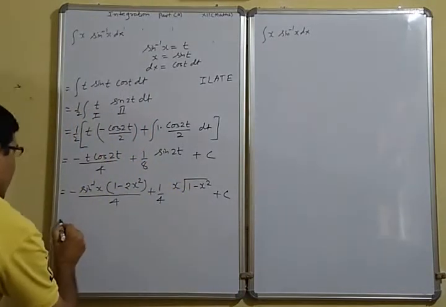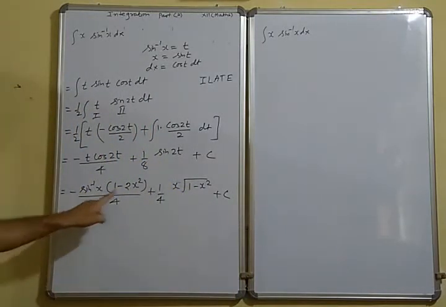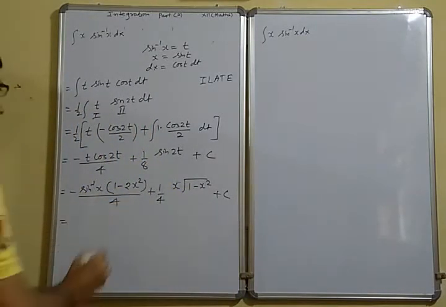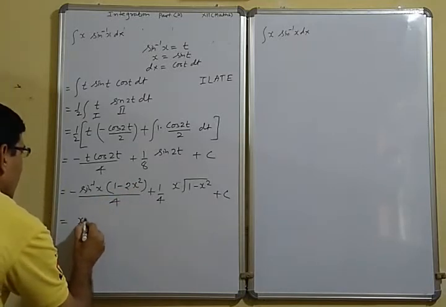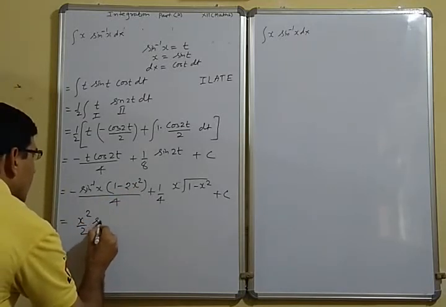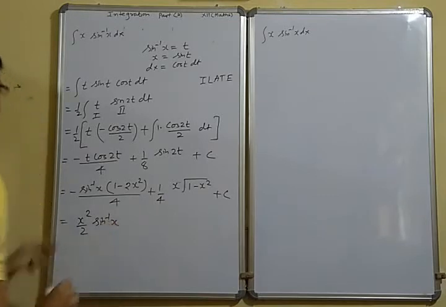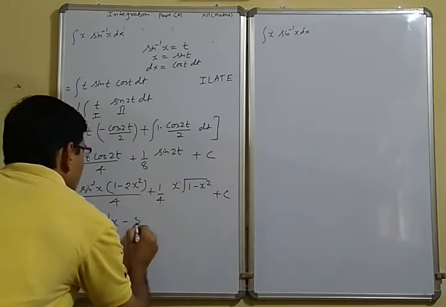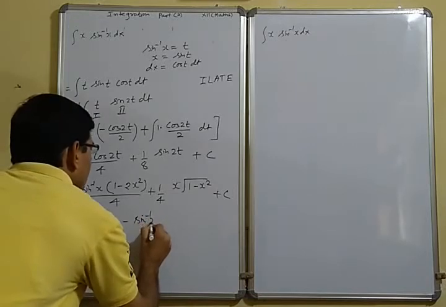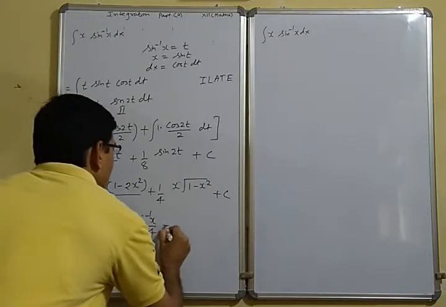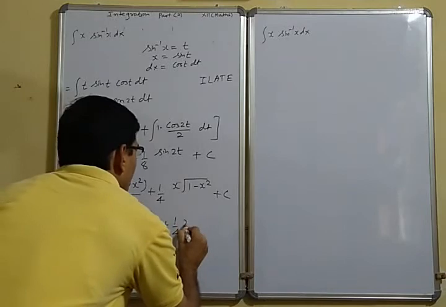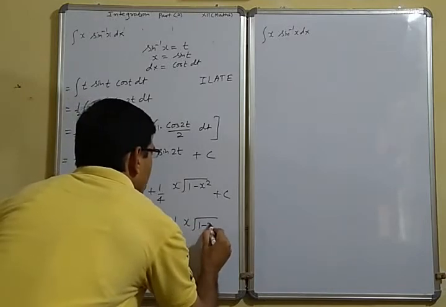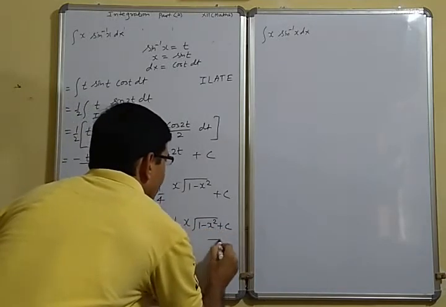Now simplify it: minus minus plus, 2 by 4 is 1 by 2, x square by 2 sin inverse x, minus sin inverse x by 4, plus 1 by 4 x under root 1 minus x square, plus c.